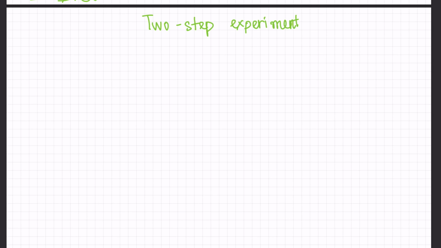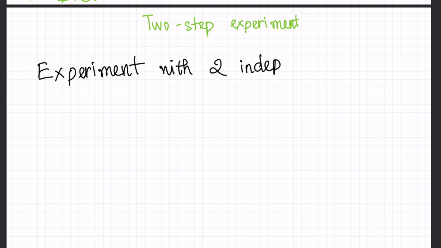Hello everyone, this one is also about probability. It is about two-step experiments. If an experiment has two independent steps, the possible outcomes can be listed in a table. So it is for an experiment with two independent steps, using a table to list all the outcomes.